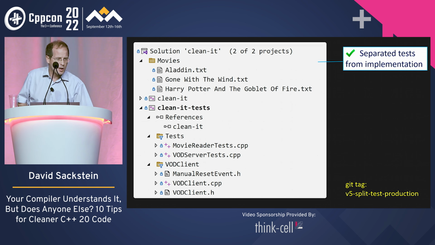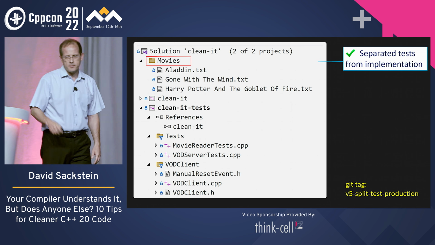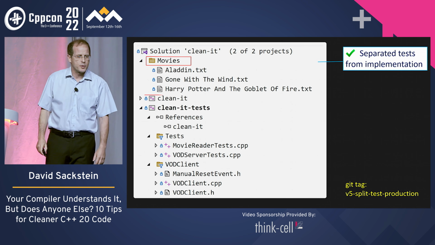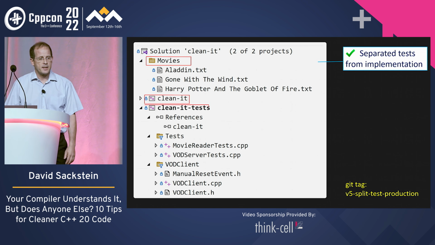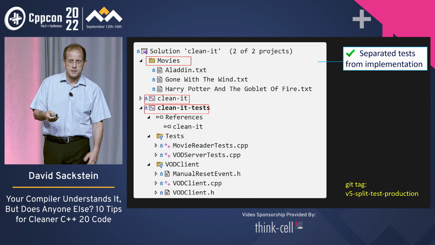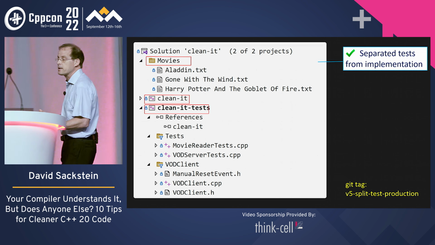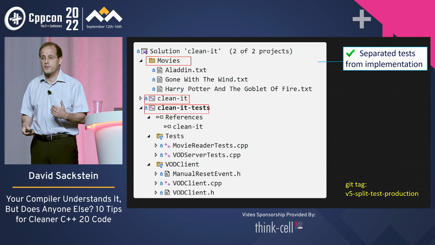So this is the solution after all the changes. There's the movies, which is simply data. It's a folder outside of the projects themselves. There's cleanit, as I said, which is now a DLL. And there's cleanit tests, which references the DLL and implements the tests. And the only connection between the tests and the cleanit DLL itself is the factory function and the definition of the interface that the factory function returns.